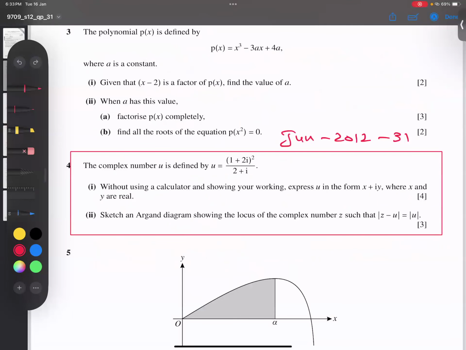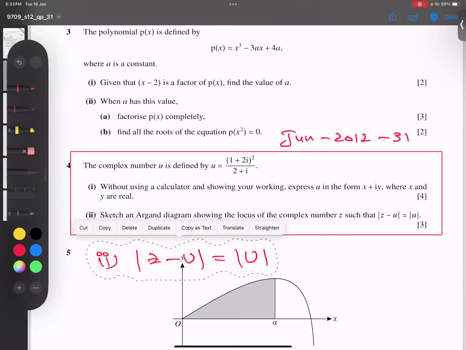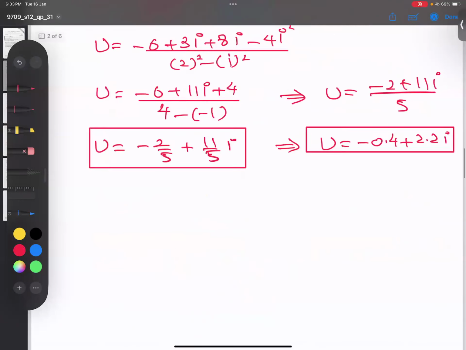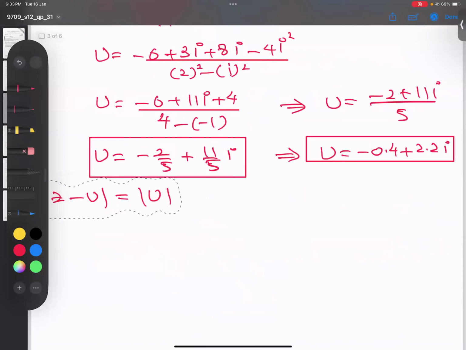Now he's saying to sketch a rough idea, an Argand diagram, for the locus of complex numbers z. So this is part number 2: modulus of z minus u is equal to modulus of u. So this is the target to do. Let's see how we can do it.